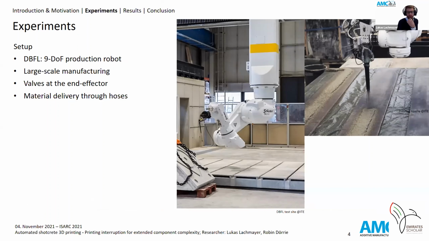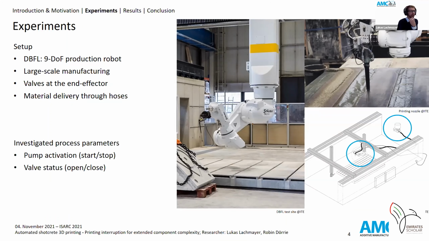In the upper right picture, we can see that we have some valves at the end effector. Within this picture, we can see that we usually mix the material in the pump, which is about 25 meters away from the printing process itself, and then the material is pumped through hoses to the end effector. So we have at least 2 parameters, the pump activation and deactivation, and the valve opening status, to control the material application.